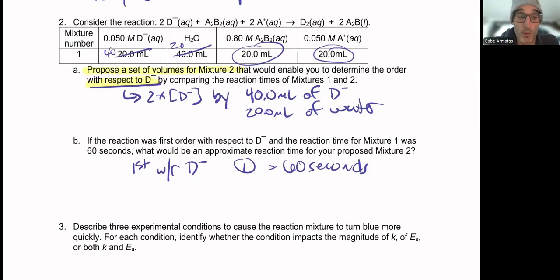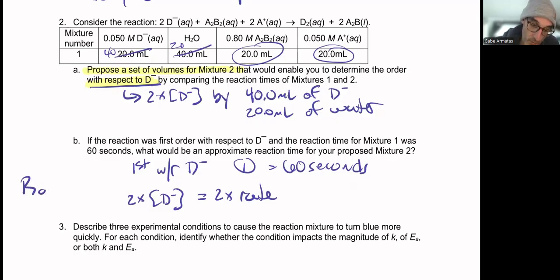So first order with respect to D minus means that if I double the concentration, 2x D minus should lead to 2x the rate. That's how a first order process works, right? So rate is equal to k times D minus. Doubling D minus will double the rate. So how fast is that?